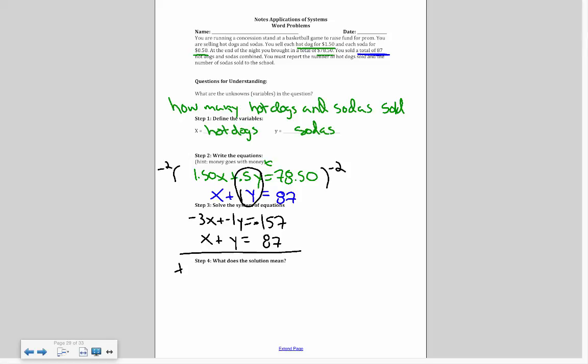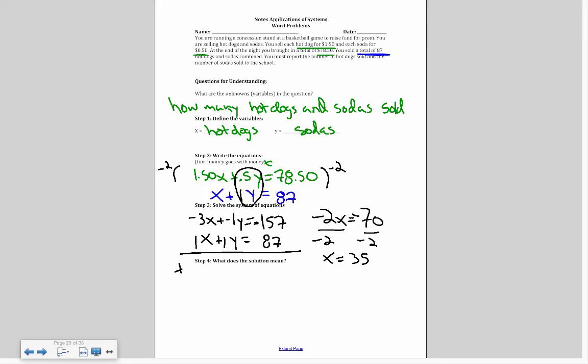So negative 3x plus x plus that magical 1x is negative 2x. Negative 1 plus 1y, those cancel out. And then negative 157 plus 87 is going to be negative 70. Now I divide by that negative 2, and I get x equals 35. Positive.